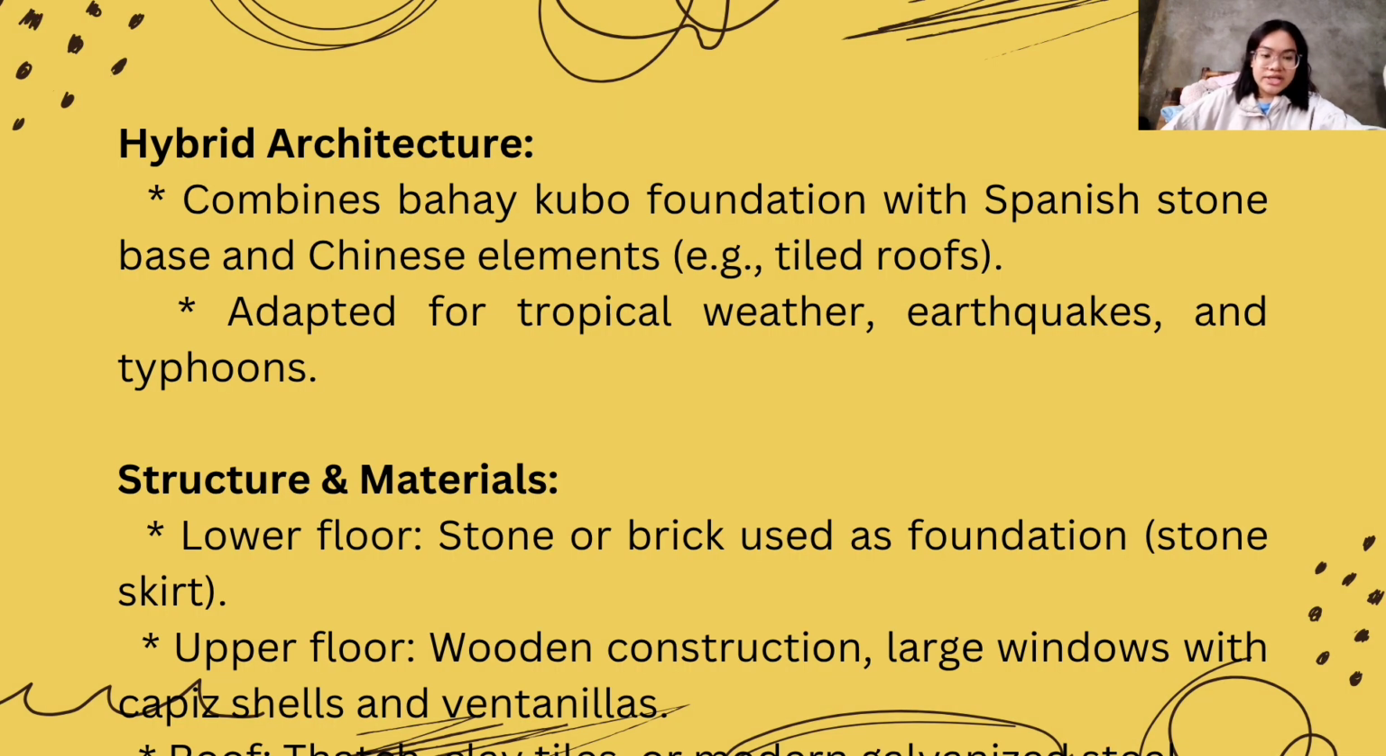Its hybrid architecture combines the Bahay Kubo foundation with a Spanish stone base and Chinese elements such as its tiled roofs. It is also adapted for tropical weather, earthquakes, and typhoons, suited for the Philippines. Structure and materials: its lower floor uses stone or brick as a foundation. Next is the upper floor, which uses wooden construction with large windows with capiz shells and ventanillas.